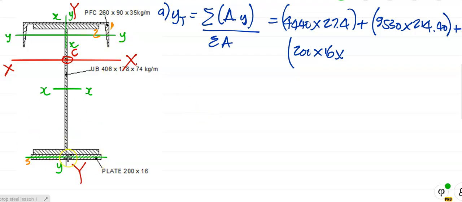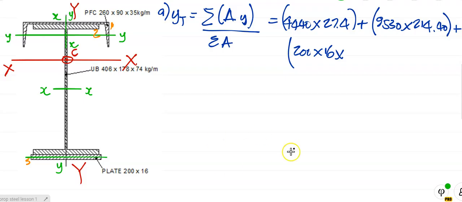Y is the distance from the centroid of the plate, so it's half of the plate thickness, which is 8, plus the full depth of the I section, plus the web thickness of the channel. Did you get that? Y for the plate, the distance from the centroid to there, is 16/2 plus h of the I section plus tw of the channel. Right, so let's see. It's 8. I'm going to add it. You stop the video and you work it out yourself.